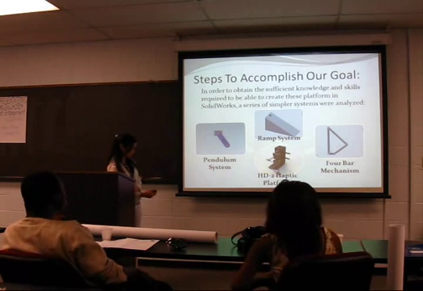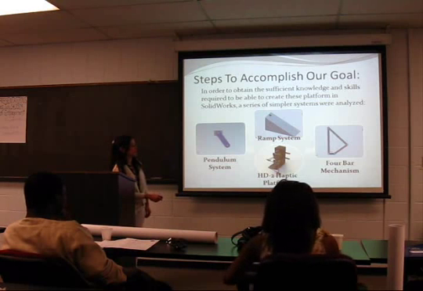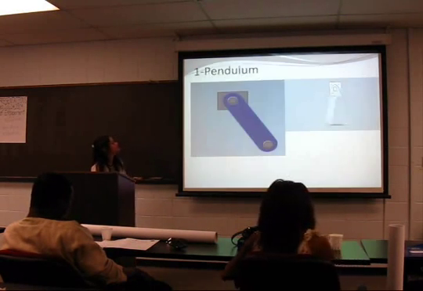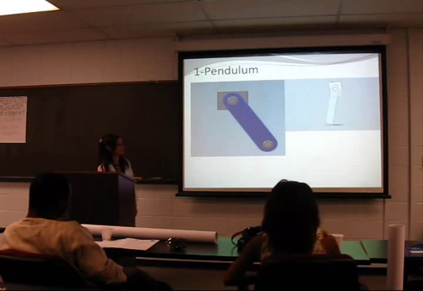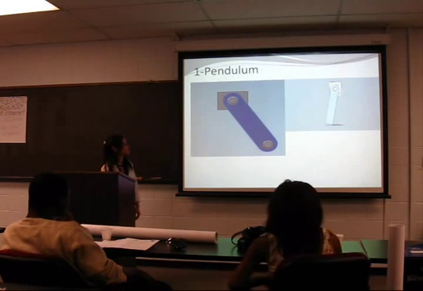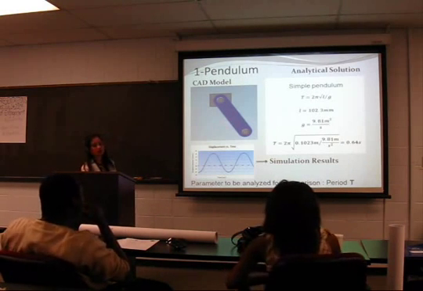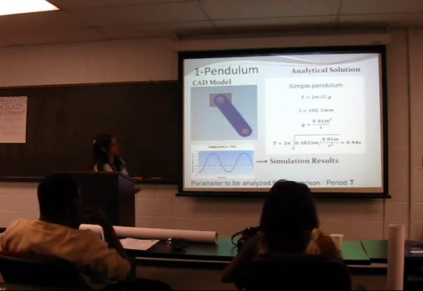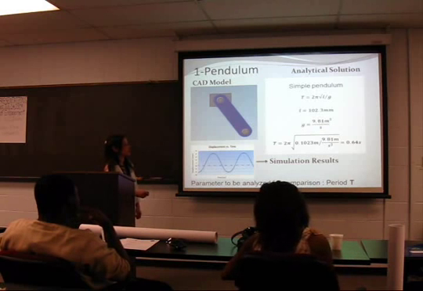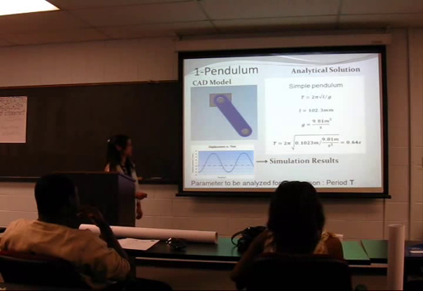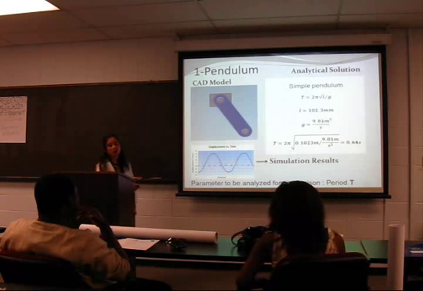First, we did a pendulum system right here, then a RAM system, then a 4-bar mechanism to go to our final project right here. This is the pendulum system. So here we see the CAD model that we did in SolidWorks. Then these are the equations that we got for the motion equation of the pendulum, which you guys saw previously. And this is the graph that we got from SolidWorks.